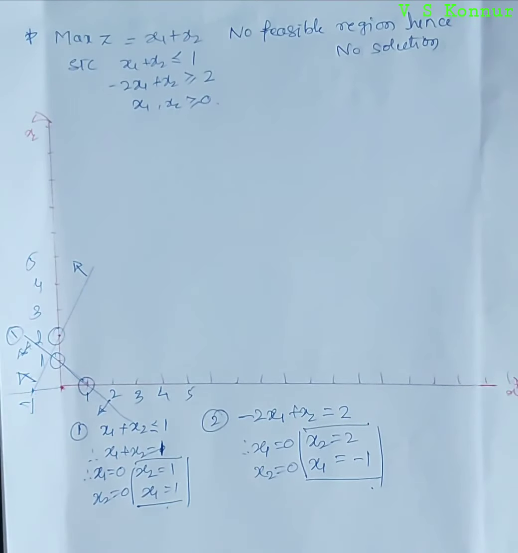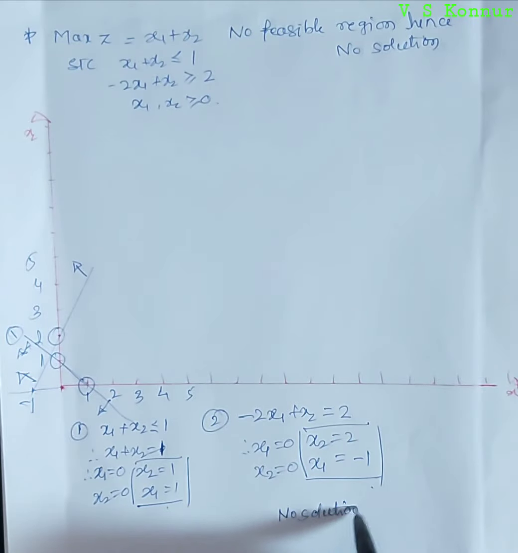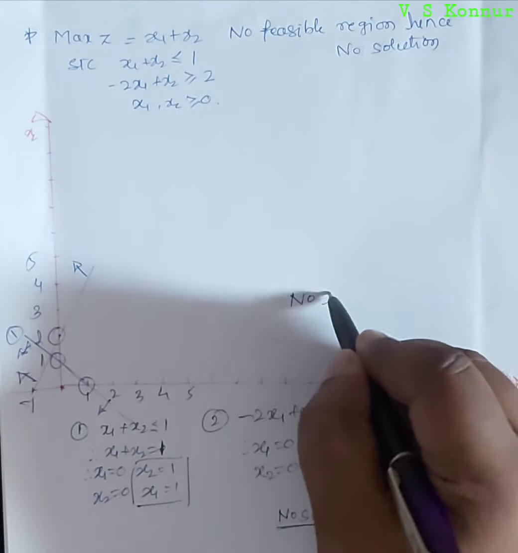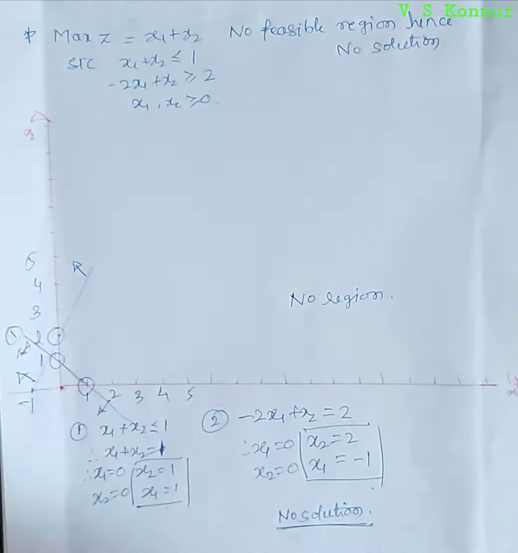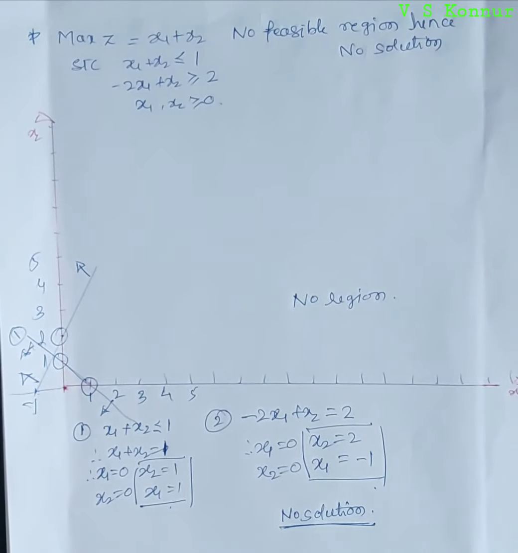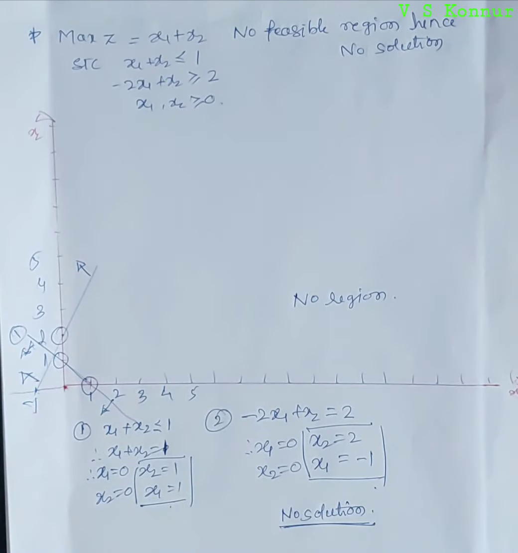So because of that we will not get any region here. Because of that there is no feasible region. So because of that we are calling it there is no solution. After drawing this graph we have to write there is no solution, because we will not get any region. You have to write in the graph no region and you have to write the answer as no solution.